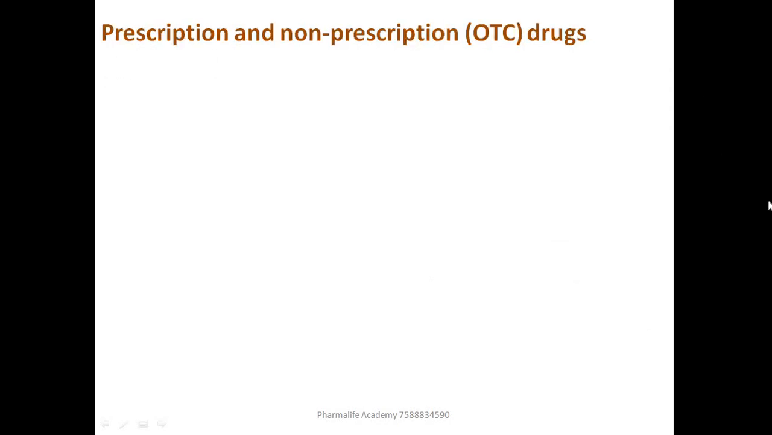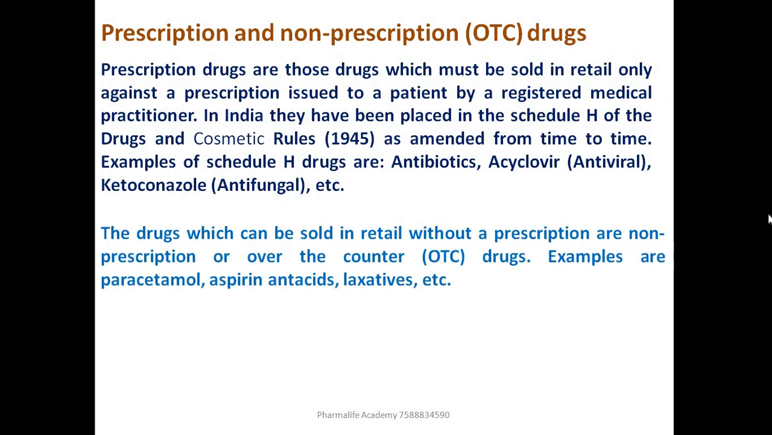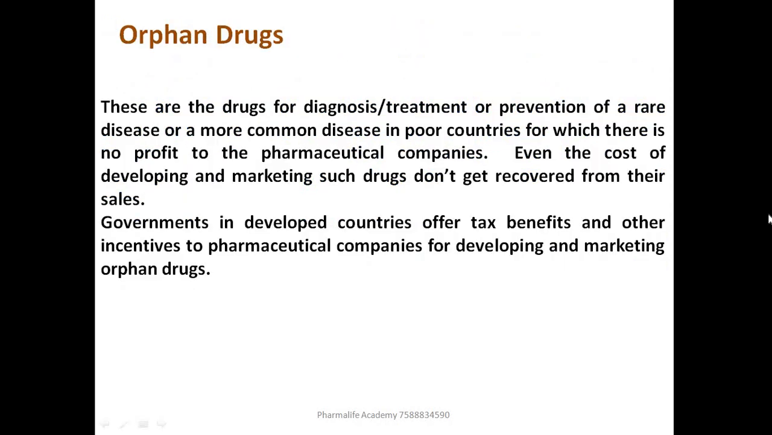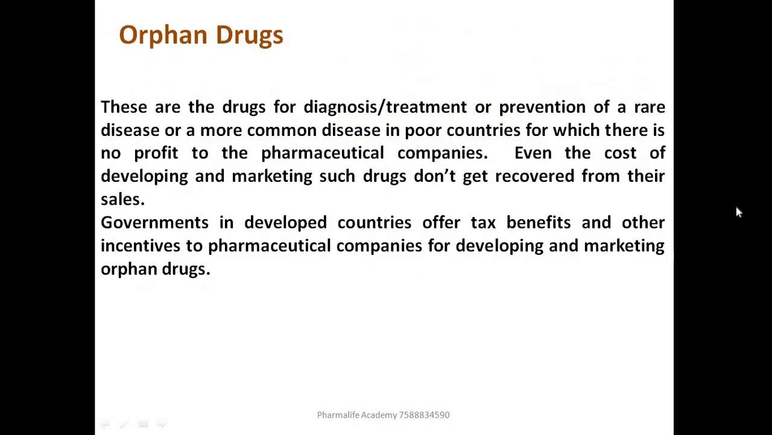Prescription and non-prescription drugs. Prescription drugs are those drugs which must be sold in retail only against a prescription issued to a patient by a registered medical practitioner. In India, they have been placed in the Schedule H of the Drugs and Cosmetic Rules 1945 as amended from time to time. Examples of Schedule H drugs are antibiotics, acyclovir, that is antiviral drug, ketoconazole, that is antifungal drug, etc. The drugs which can be sold in retail without a prescription are non-prescription or over-the-counter OTC drugs. Examples are paracetamol, aspirin, antacids, laxatives, etc.